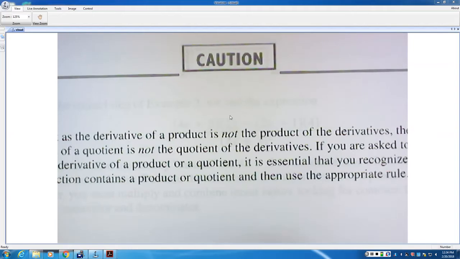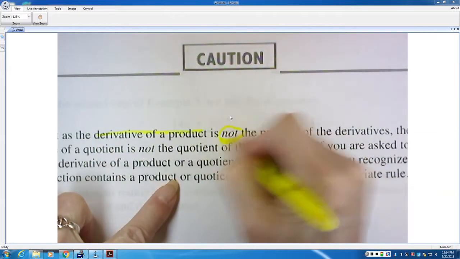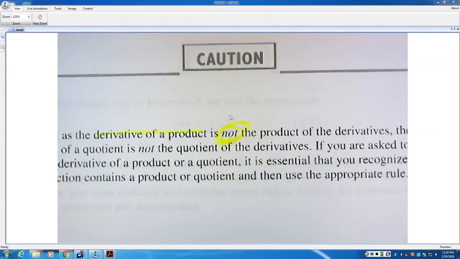This is a caution, it's in the notes. I just want to be sure you understand. The derivative of a product is not the product of the 2 derivatives. You don't take derivative 1 and derivative 2 and multiply them back out. It's not the way it works. You take the 2 derivatives and you swap them, and then you add what you have left.